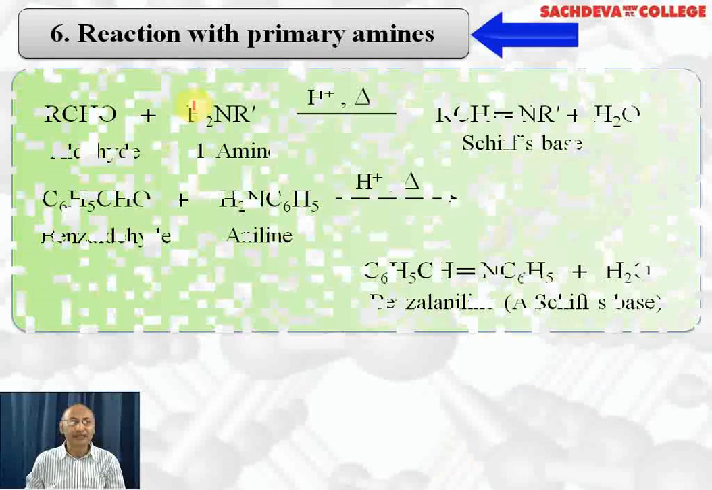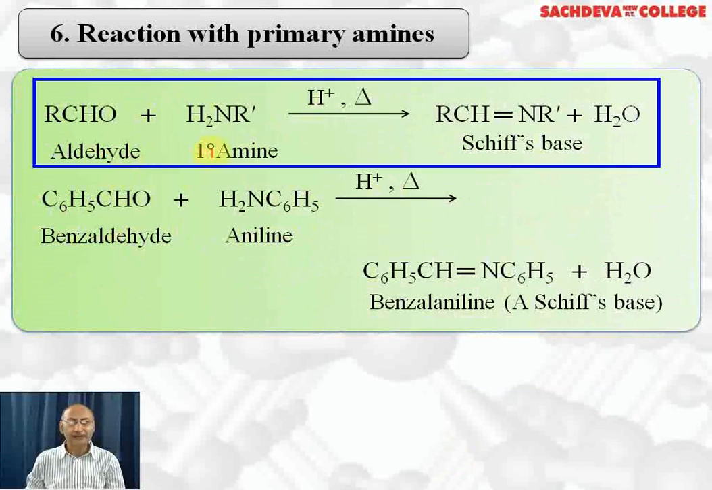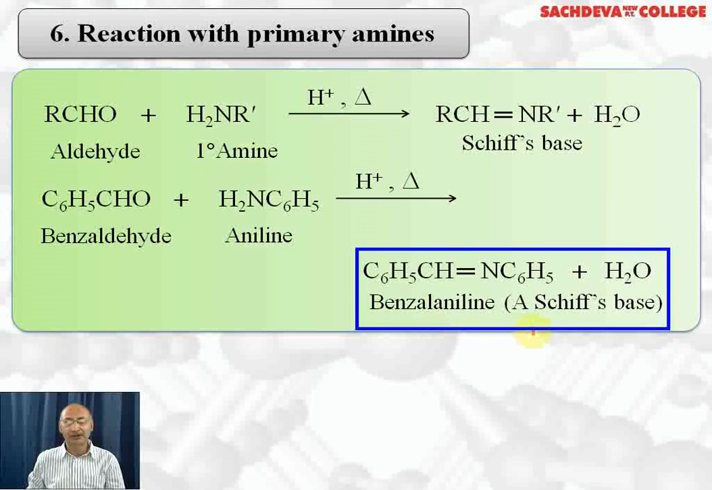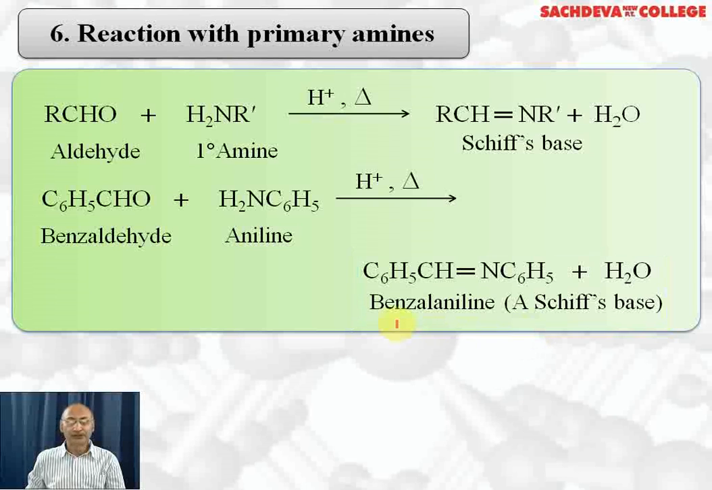Reaction with primary amines. Aldehyde reacts with primary amines. Water is lost. We get Schiff's base. Benzaldehyde reacts with aniline. Water is lost. We get the benzylidene aniline, which is also called Schiff's base. Its another name is rose aniline. So it is pink in color but decolorized with sulfur dioxide and used to test aldehydes which turn it pink.